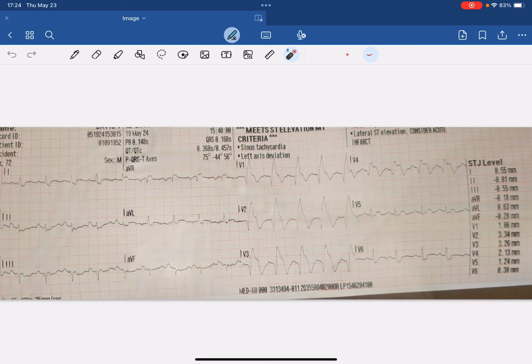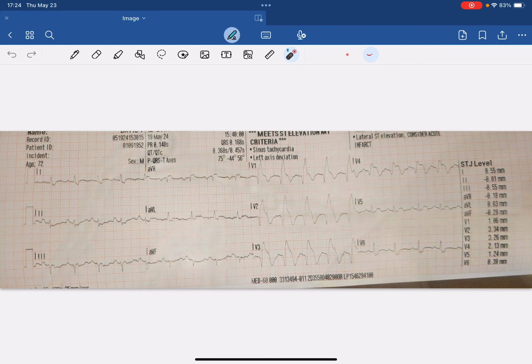Now, the monitor does identify this as being a STEMI. It says meets ST elevation criteria. But keep in mind that in certain circumstances, particularly with those interventricular conduction delays, such as left bundle branch blocks and right bundle branch blocks, that abnormal depolarization can cause abnormal repolarization, and that can alter the ST segment in a manner where it can give you an erroneous diagnosis of STEMI when in fact it's that person's normal variant.